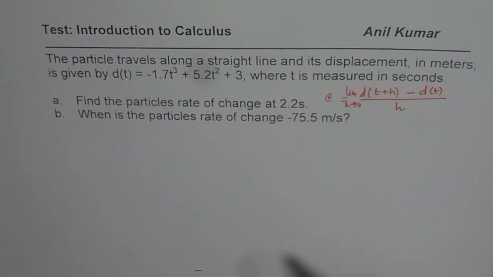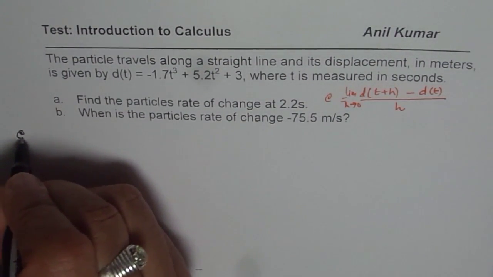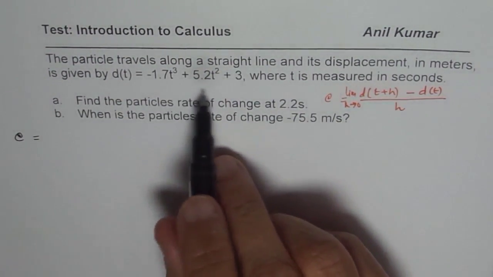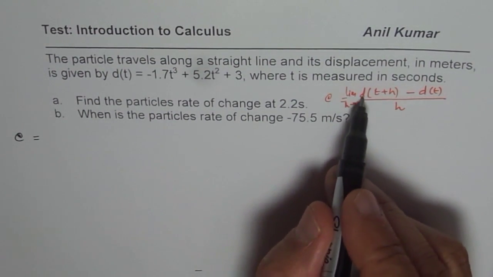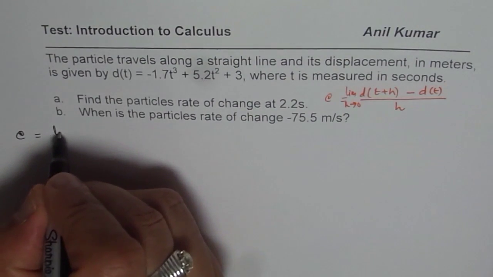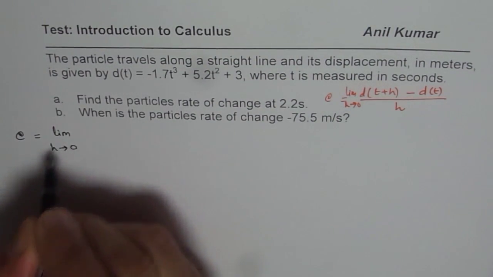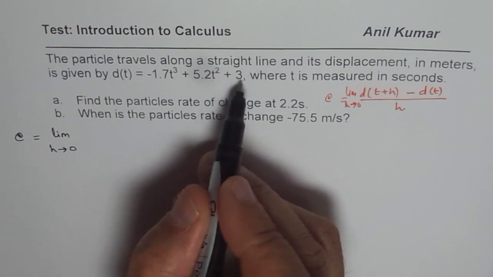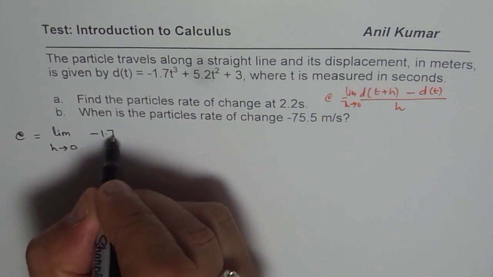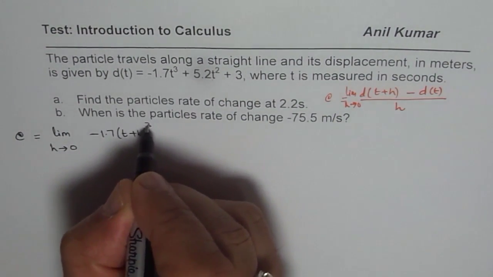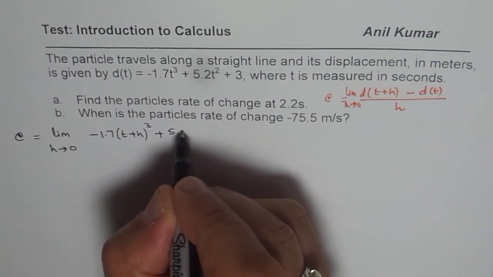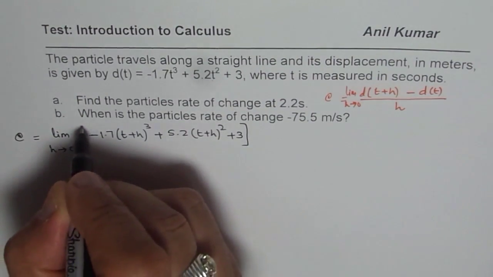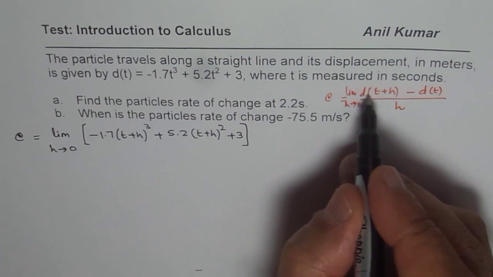Let's begin by finding the instantaneous rate of change in a general form. We are assuming two points. The first point is at t itself. The other point is at t plus h. So let's find an expression for d of t plus h, with the limit h approaches 0. Replace t with t plus h. What we get is minus 1.7 times t plus h whole cubed plus 5.2 times t plus h whole squared plus 3. This is the function d of t plus h.